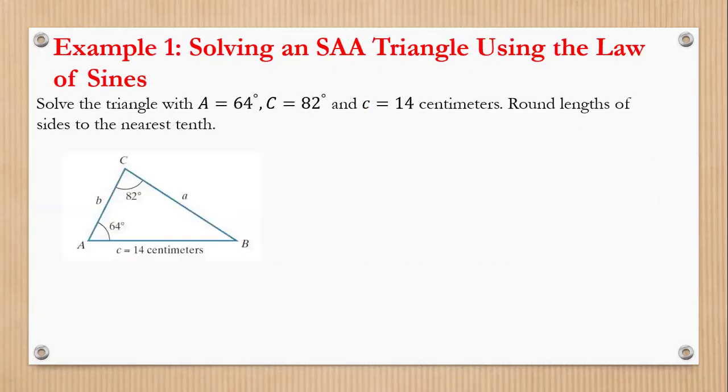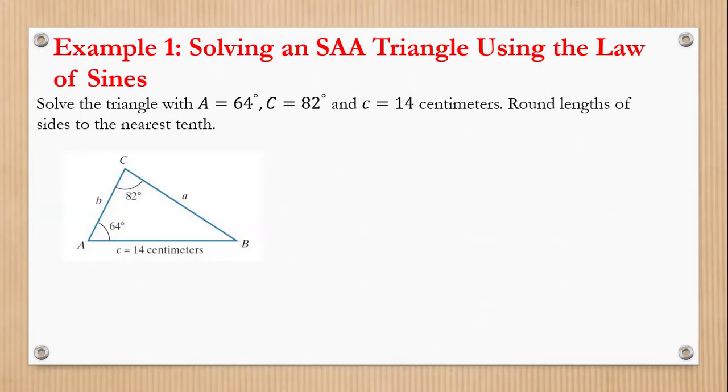Let's look at an example. How can we solve an SAA triangle, which means one side and two angles are given to us, and they want us to solve the triangle by finding the third angle and the two other sides. It asks us to round the length of sides to the nearest tenth. So what's the first step? The first step is finding the third angle because it's easy.